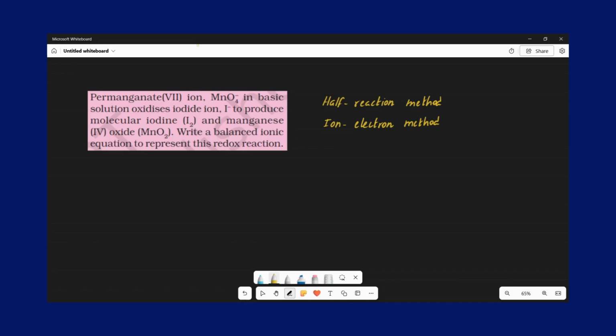So I am taking this as my example. The MnO4 minus, which oxidizes the iodide ion into iodine and manganese oxide in a basic medium. So let me first write the skeletal equation. MnO4 minus plus I minus gives MnO2 plus I2, molecular iodine.